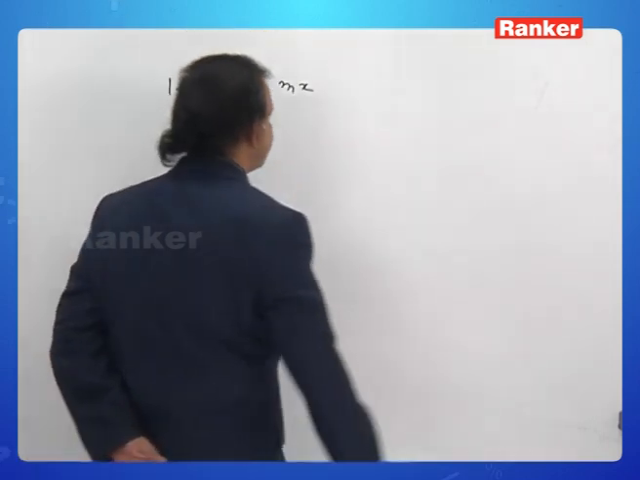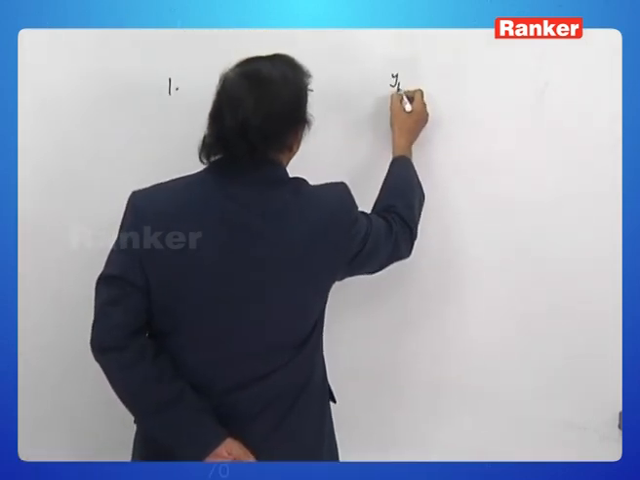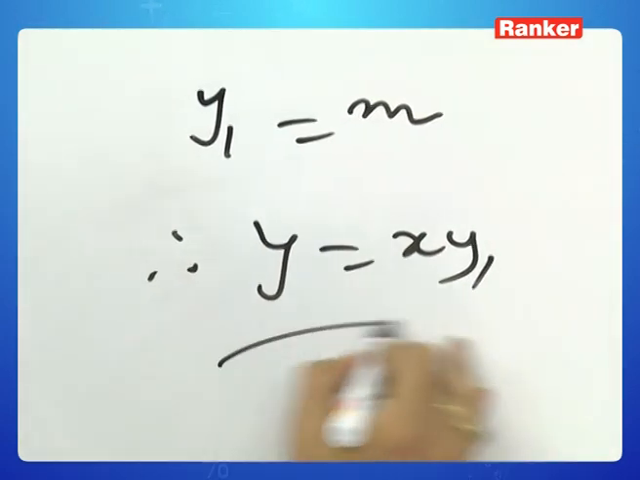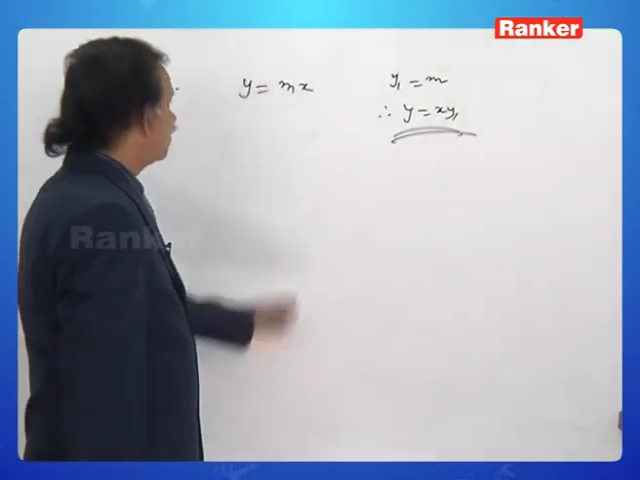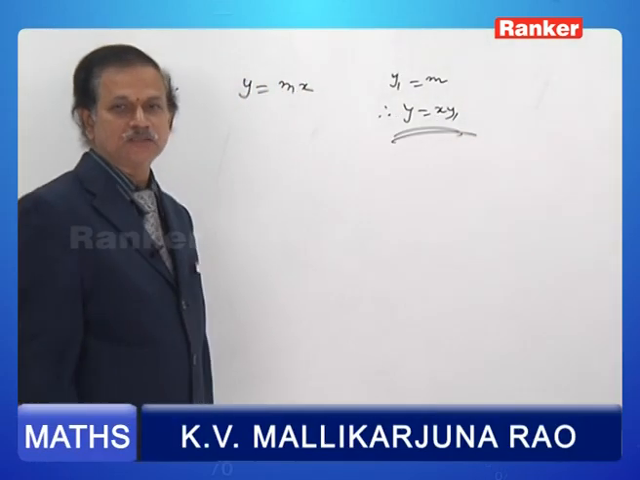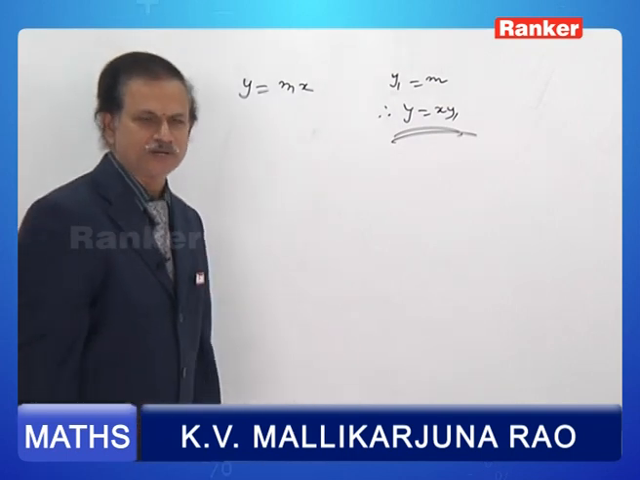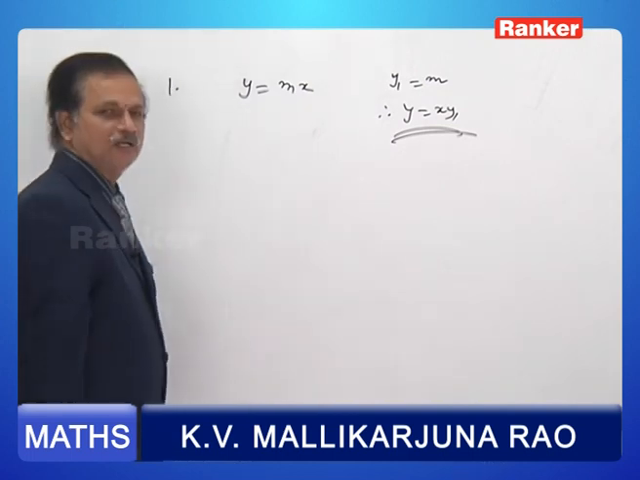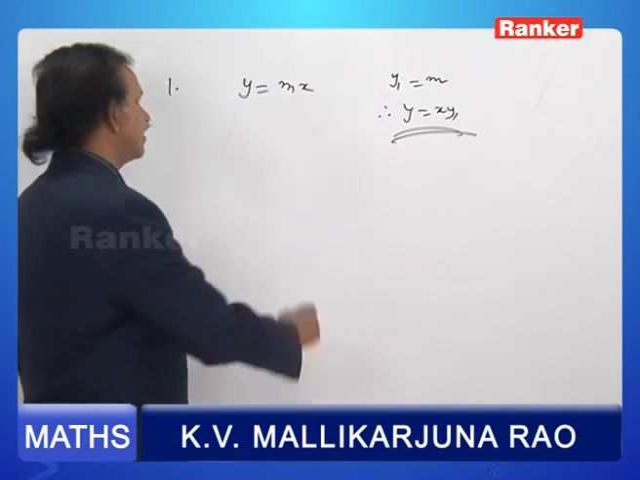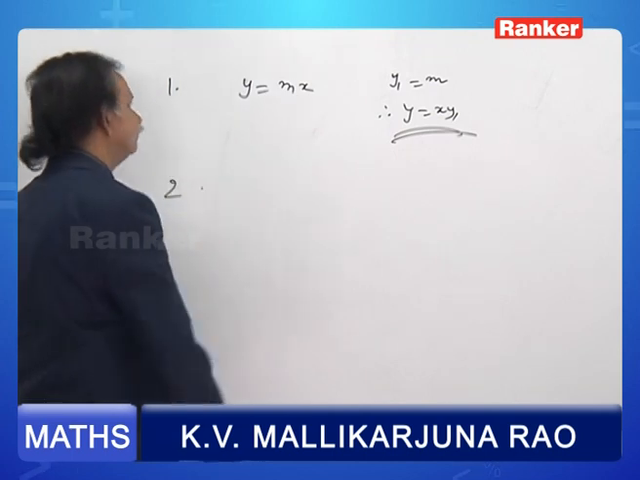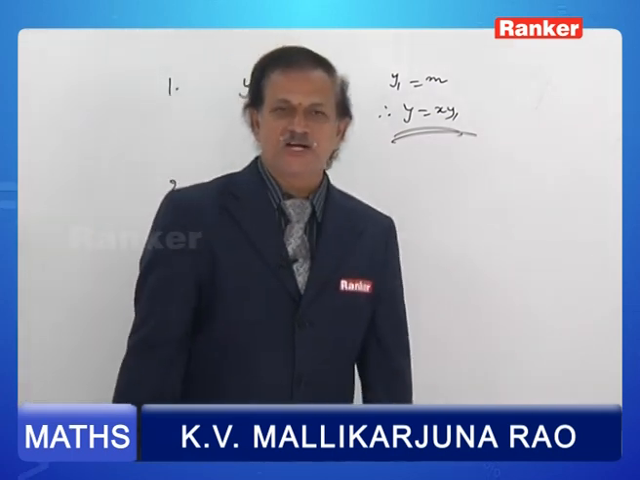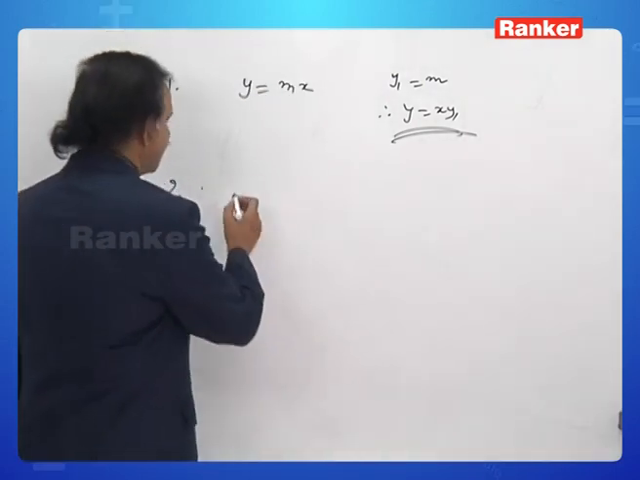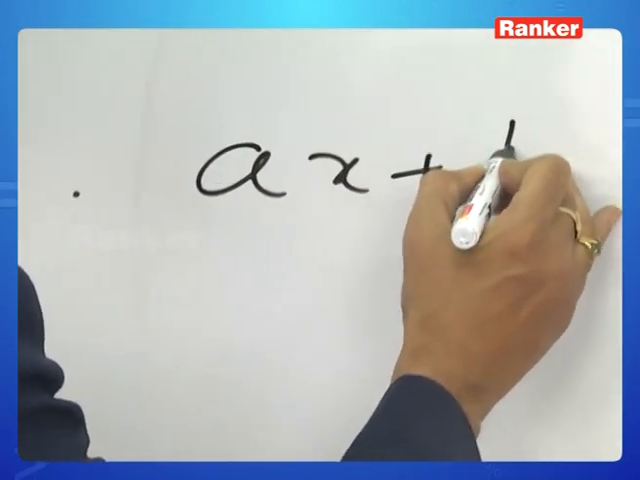What is the differential equation for this straight line? y1 is equal to m. Therefore, y is equal to xy1. No constant is given in brackets to be eliminated. We have to understand that m is to be eliminated. So what is the equation? y is equal to xy1 is the differential equation. And then number 2. Equation of the straight lines not passing through origin: the general equation of a straight line is ax plus by plus c is equal to 0.